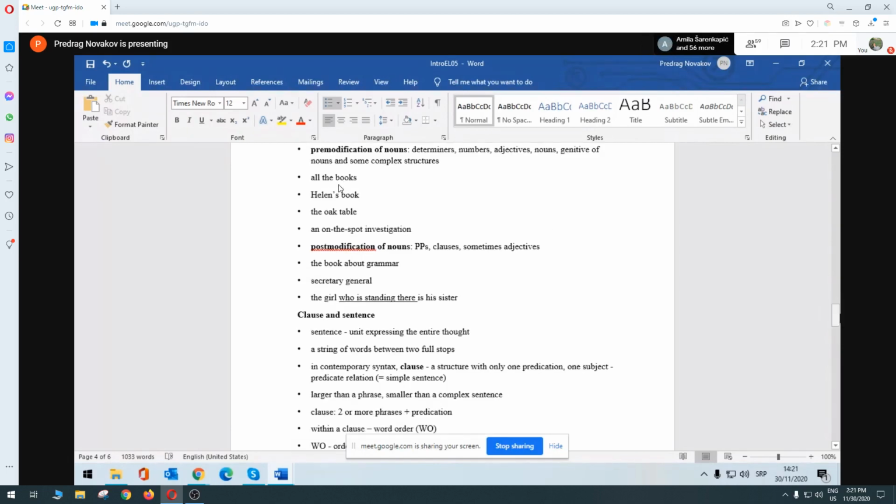And finally, for example, an on-the-spot investigation. Investigation, the head word. On the spot.